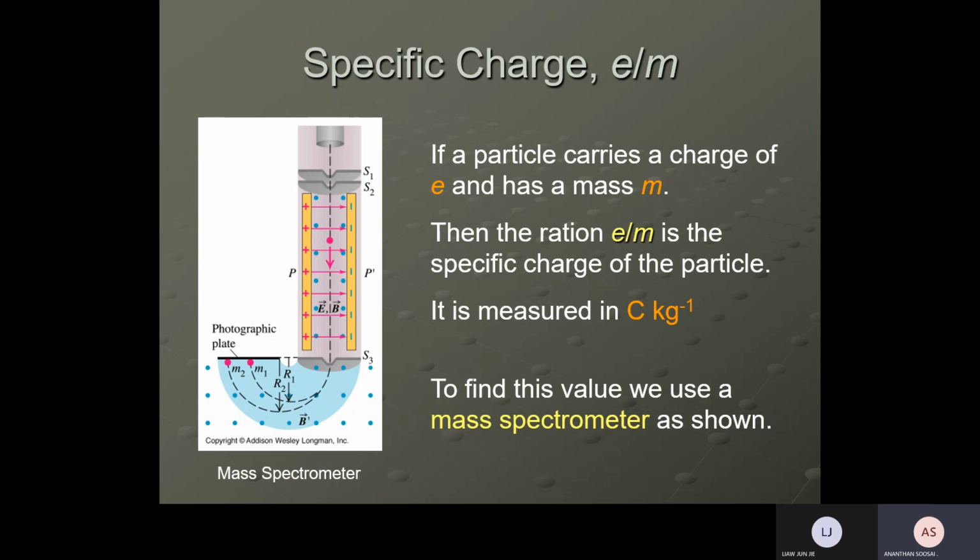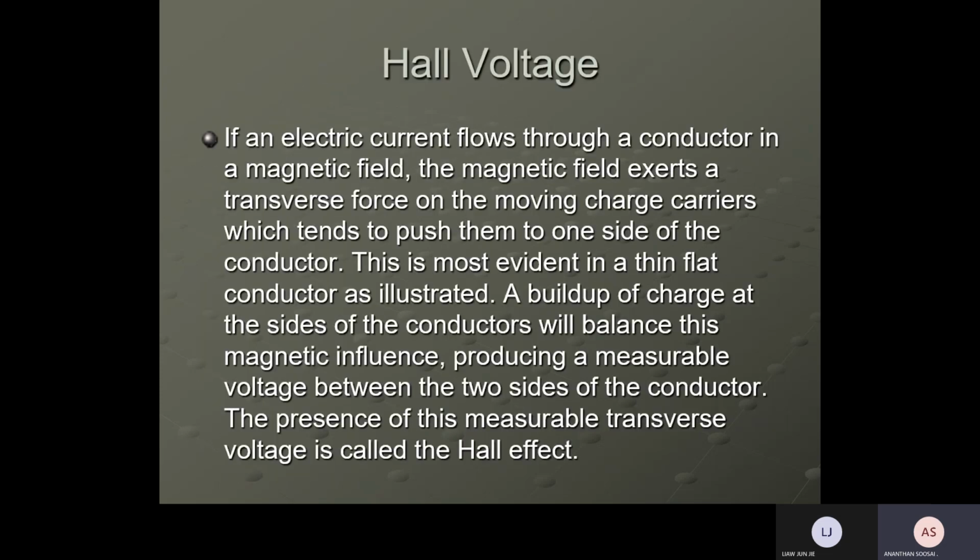Why do they make different radii? What's the formula for the radius? What force equals what force? The magnetic force equals the centripetal force, since it's moving in a circular path. So BQV equals mv squared over r. We get the radius formula: r equals mv over BQ. Earlier we did that.